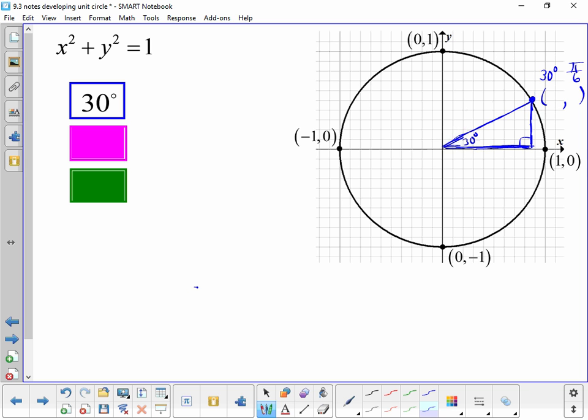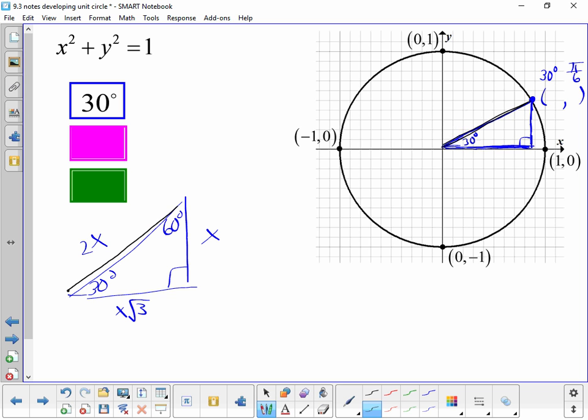Well, we have looked at 30, 60, 90 triangles before, and you know that they have a special relationship in their sides that can make it easy to find different side lengths. Whatever the short leg is, you can double it to get the hypotenuse, and you can multiply it by √3 to get the longer leg. Well, we have a special right triangle here, but the side that we happen to know is this hypotenuse length. The reason we know the length of the hypotenuse is because the hypotenuse happens to be a radius of the circle. So we know that hypotenuse is length 1.